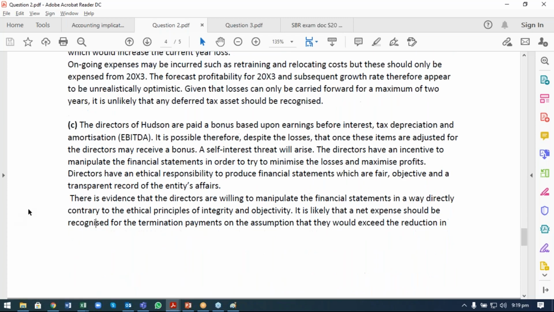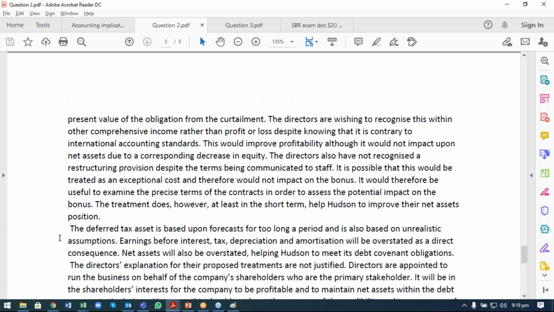So as far as this suggested answer is concerned, I'm not very much concerned with this specific adjustment. The suggested answer said that if you are treating the termination cost and the restructuring cost as exceptional cost, this is not going to impact the bonus. But this is going to impact the bonus, right? Because earnings before interest, tax, depreciation, and amortization does not exclude the exceptional cost. So exceptional cost would also decrease the earnings before interest, tax, and depreciation of the company, hence it also impacts the bonus of the directors. So you can mention that as well over here.